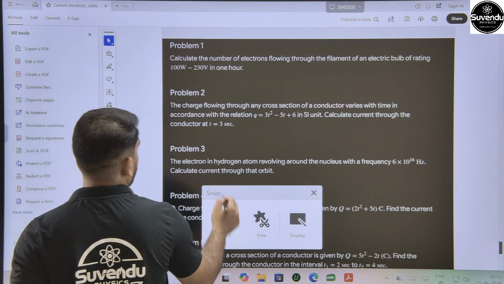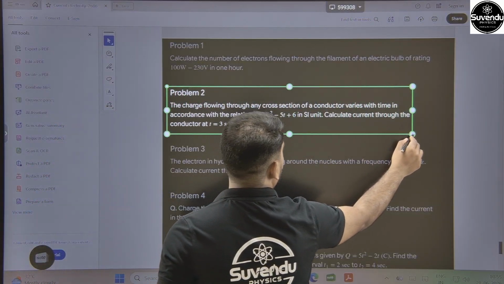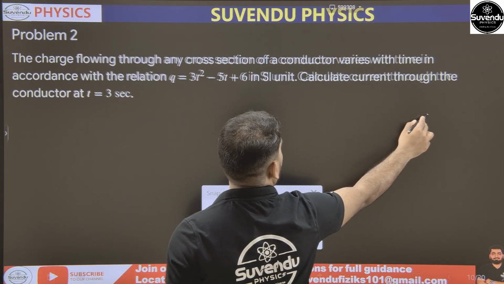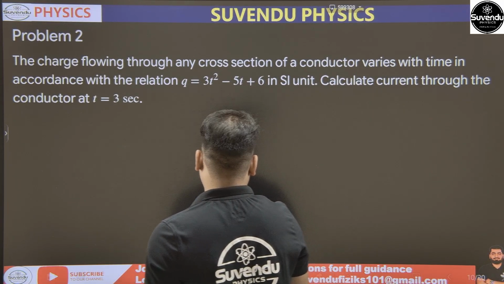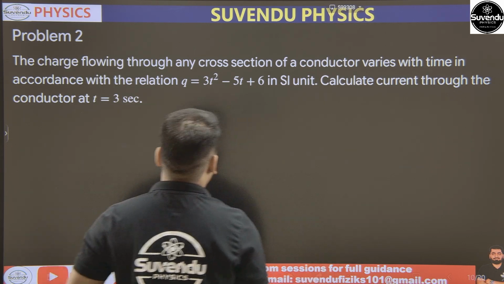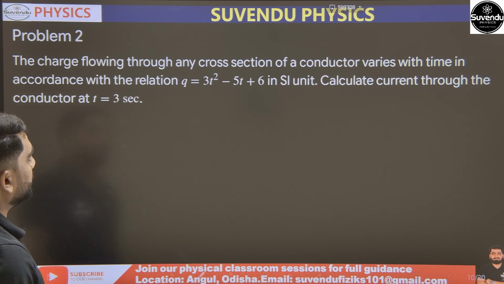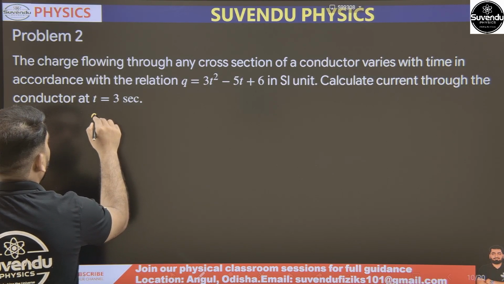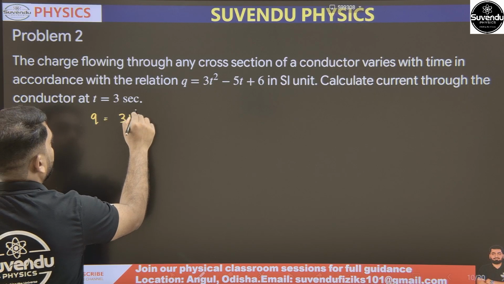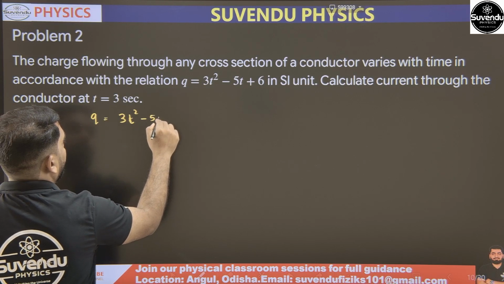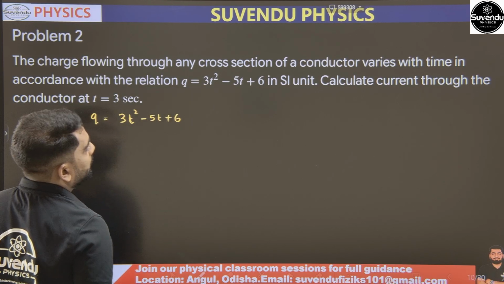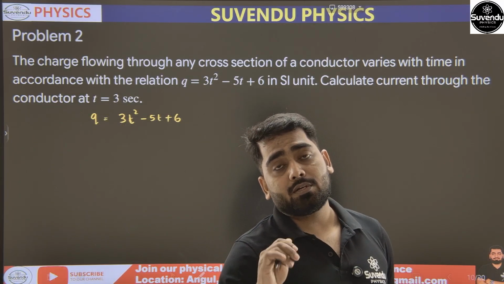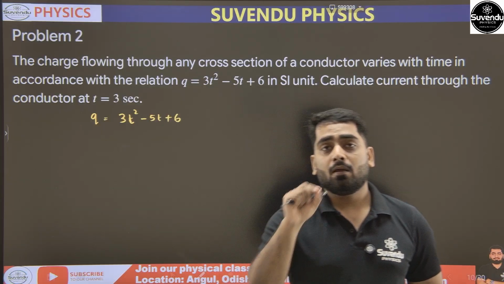Problem 2. What is the question telling now? In each and every numerical you will find a new thing, so try to listen properly. The charge flowing through any cross section of a conductor varies with time in accordance with the relation Q equal to 3t square minus 5t plus 6 in SI unit. Calculate the current through the conductor at t equal to 3 seconds. Particularly it is asking to find the current at t equal to 3 seconds.